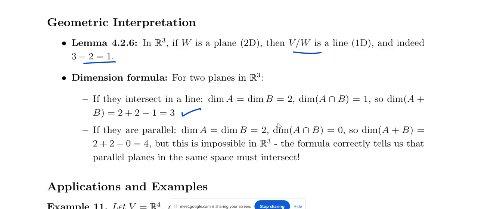If they are parallel, dimension of A equals 2, dimension of B equals 2, and dimension of A intersection B equals 0. If they are parallel, then dimension of A plus B equals 4. But this is impossible in R power 3. The formula correctly tells us that the parallel planes in the same space must intersect.